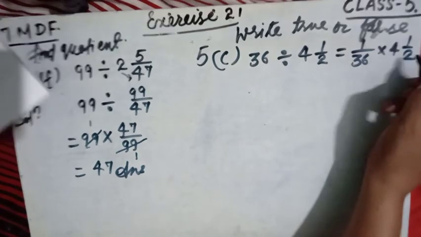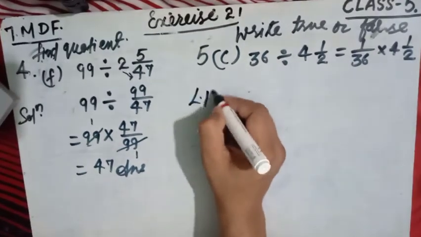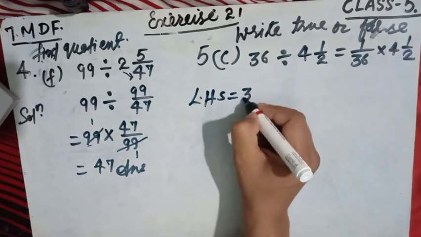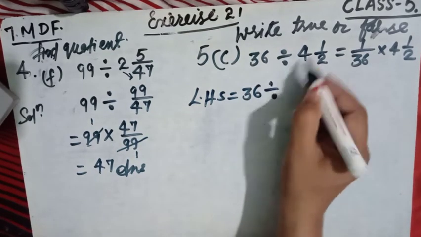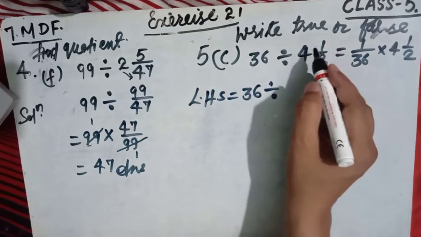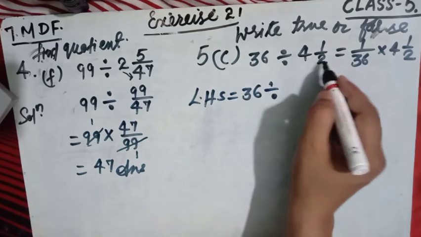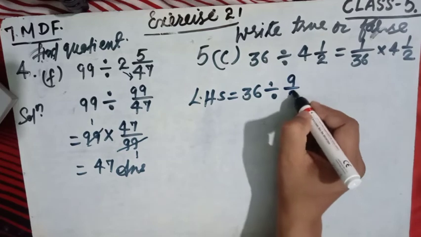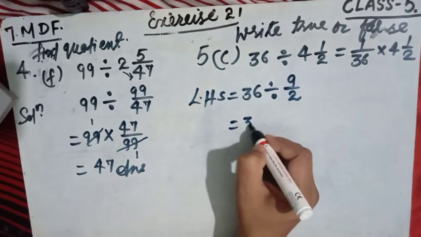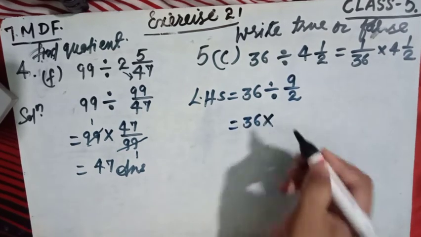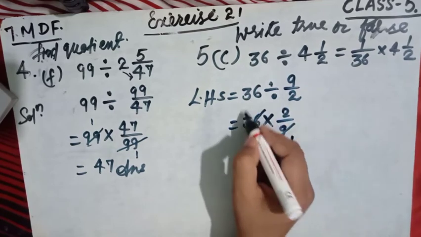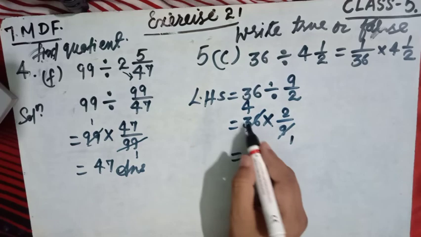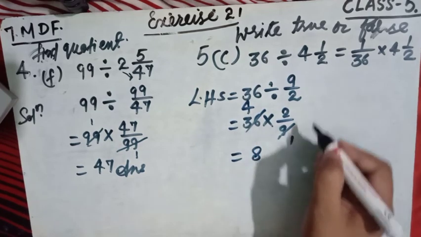First of all, solve the left hand side. Write 36 as it is, because first we have to change this mixed fraction into an improper fraction. 4 twos are 8, 8 plus 1 is 9, so 9 upon 2. Here is 36. Change the operation, and we also have to change 2 by 9. Here 9 ones are 9, and 9 fours are 36, and 4 twos are 8, which is the answer. The left hand side is 8.